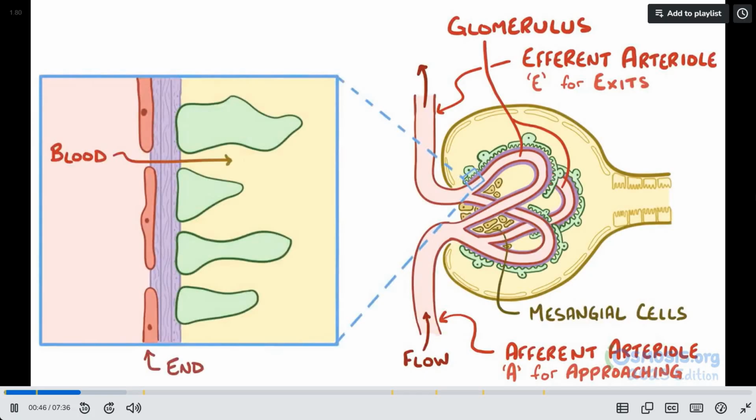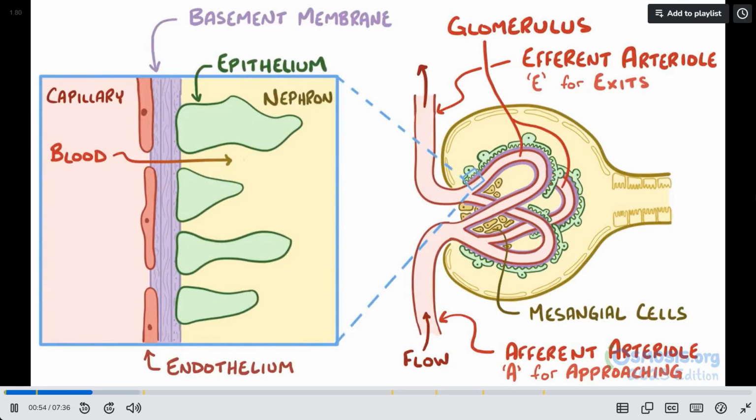So when blood is filtered, it moves through the endothelium lining the capillary, then through the basement membrane, and then through the epithelium lining the nephron, and finally into the nephron itself, at which point it's called filtrate. Now, the endothelium has pores that keep cells from entering the filtrate, and the basement membrane is negatively charged and repels other negatively charged molecules and proteins, like the protein albumin.